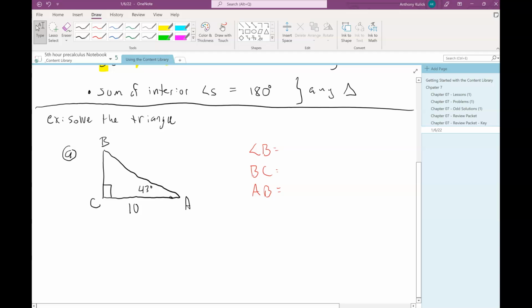So let's just go straight down my list here. We'll do angle B, and then we'll do BC, then we'll do AB. Sound okay to you guys? The order doesn't matter. Let's just do it in the order I wrote it down. How do we find angle B? Landon.